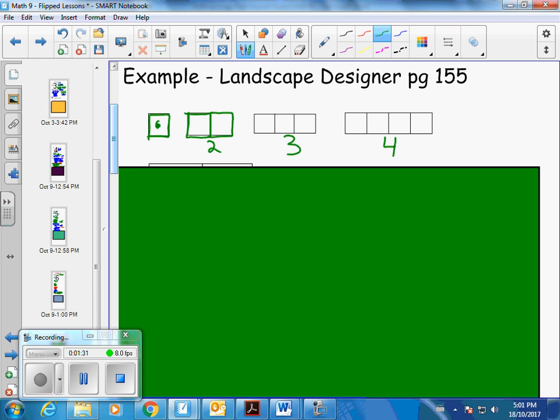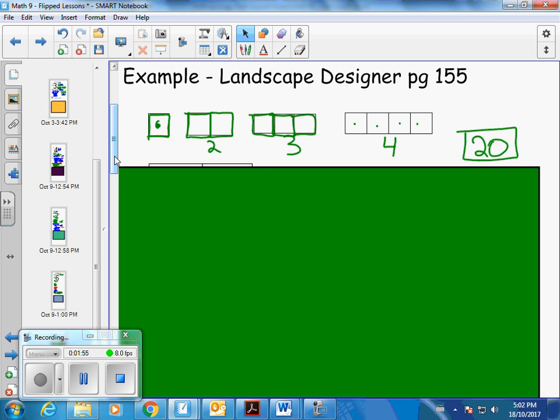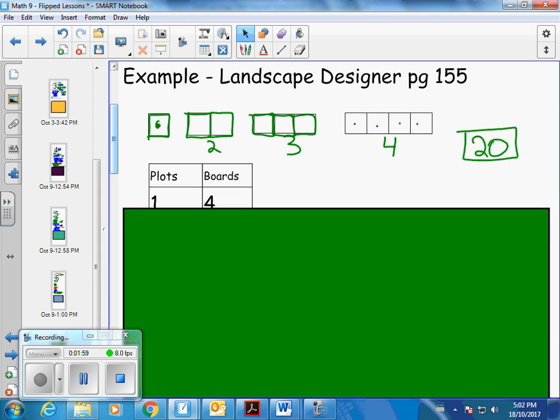Now, simply, we can just count up the boards. We can draw a diagram like this, and I can just start counting up how many boards I'm going to need. But let's say, for instance, that this dude wanted to build 20 garden plots. That's a lot of boxes for us to draw, and then a lot of time spent counting. Instead, we can try and find shortcuts and let our math do the predicting for us.